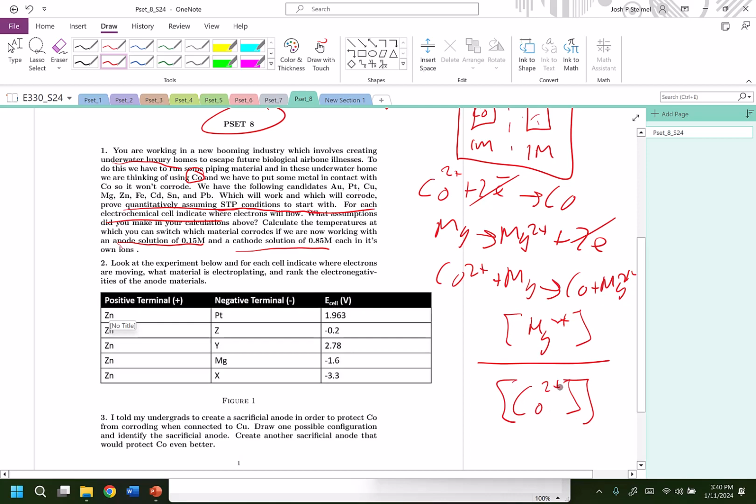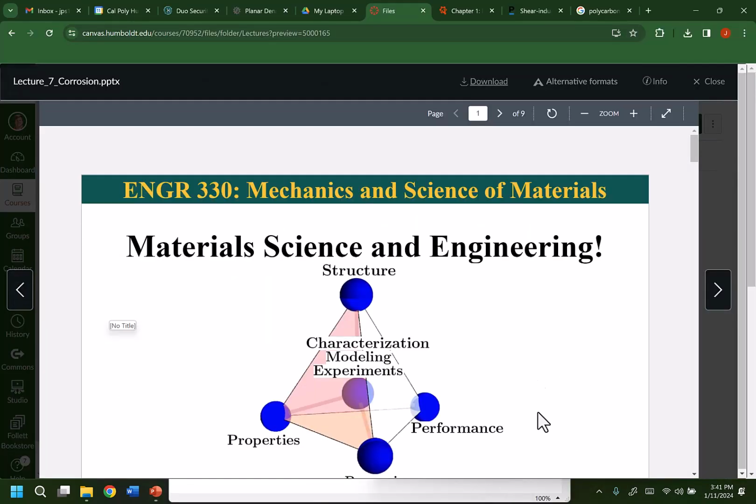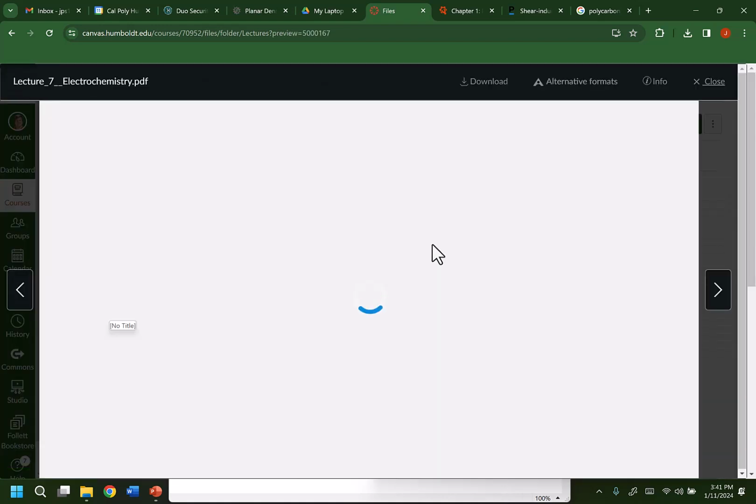So basically, in our Nernst equation, we're going to be looking at E, and we're trying to figure out when it switches. We already calculated our E naught in the previous setup of this problem. So we need to see when this is equal to 0. Actually, let's go ahead and look at our Nernst equation. So let's go back and look at our lecture 7 notes here just real quickly.